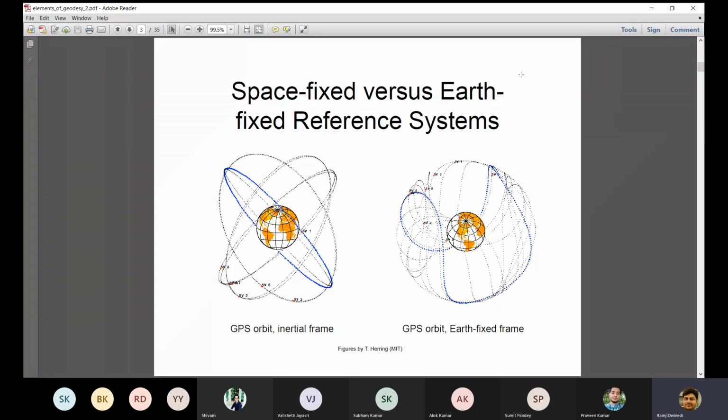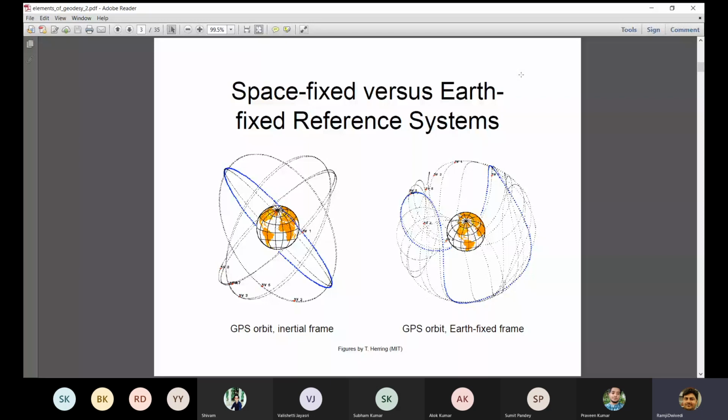Similarly, what will happen if you see the same satellite from the earth's surface? If you are not in space, you are on the surface of the earth, just like we are now sitting on the earth's surface. You just look above, you see no satellite, but if you observe the path, it will not be the same as the left one, it would be a different one. How would it be? You see the right figure. This is the classical example for understanding the difference between space fixed and earth fixed.